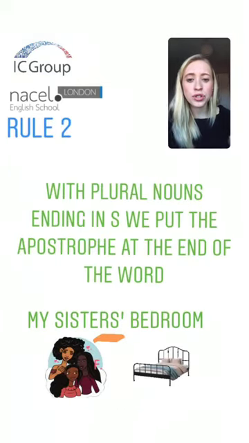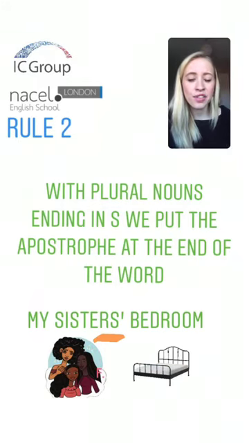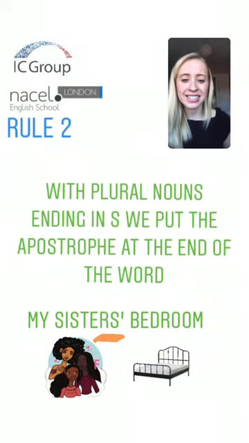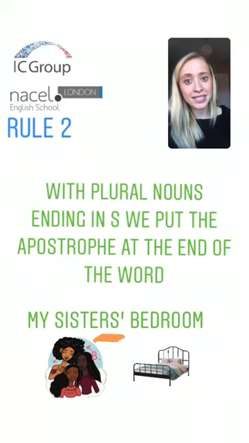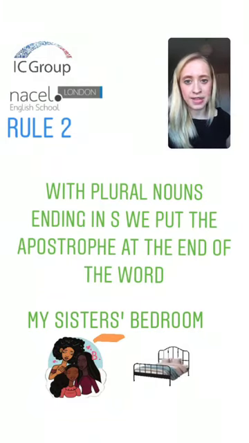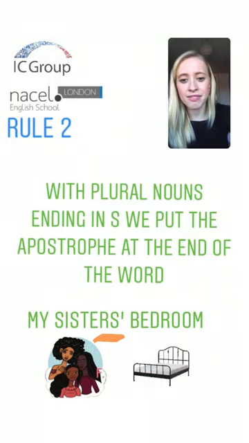Okay, rule 2, this is looking at plural nouns. So with plural nouns ending in an S, put the apostrophe, the symbol, at the end of the word. Okay, so we have the example here, my sisters' bedroom. This means maybe we have 3 sisters and they all have the same bedroom. Okay, plural sisters, and we're talking about their bedroom. Okay, we have some more examples.